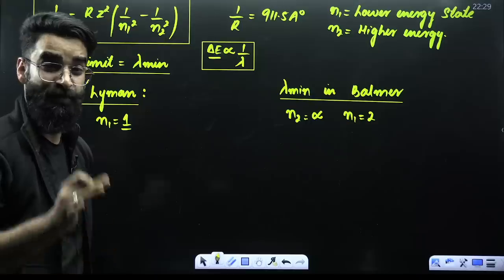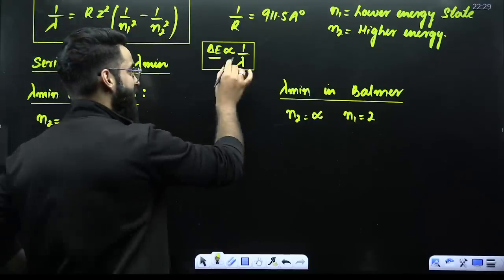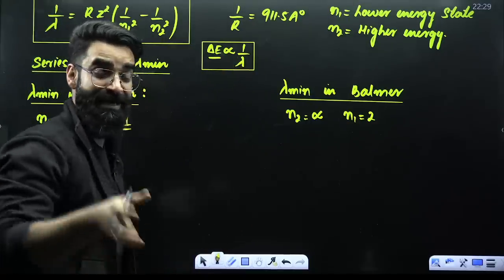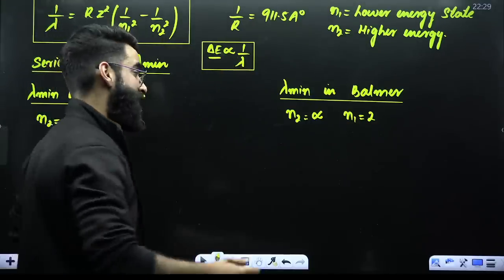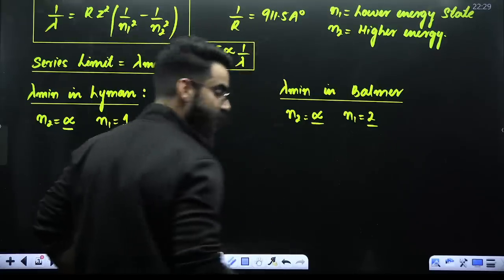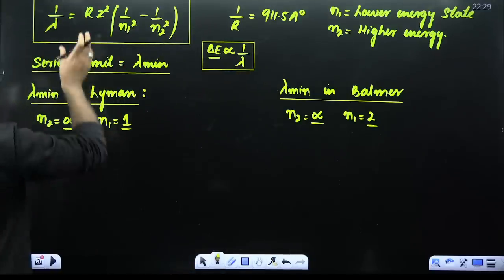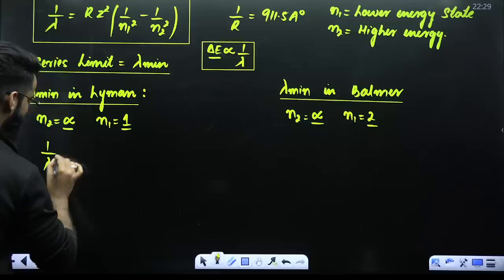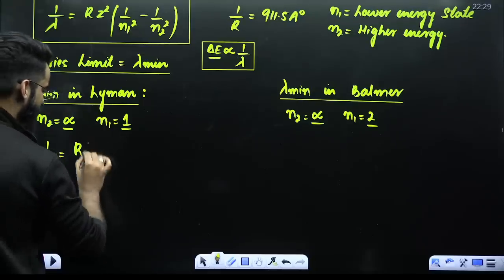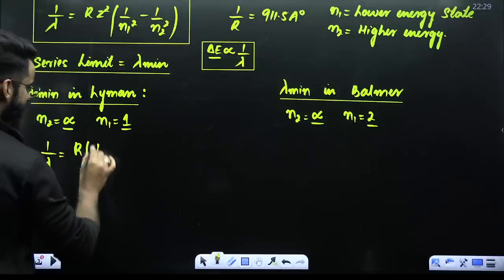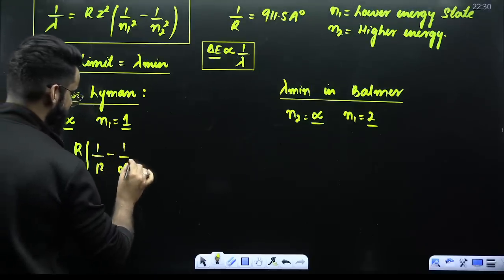In case of Balmer series, when can lambda be minimum? Lambda can be minimum if energy gap is maximum. In case of Balmer, energy gap is maximum when the electron makes a transition from infinity to 2. That's all, you're done. Put these values in this expression. You can say 1 by lambda minimum is equal to R, Z value is 1 because we are talking about hydrogen, times 1 by n1 square minus 1 by n2 square.